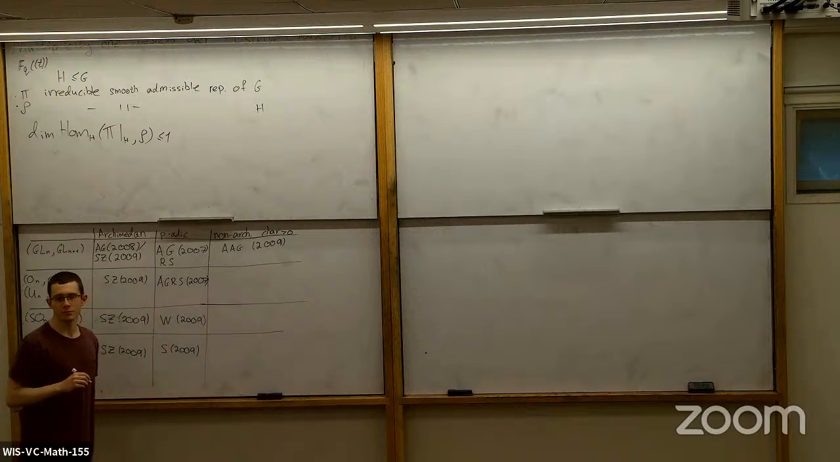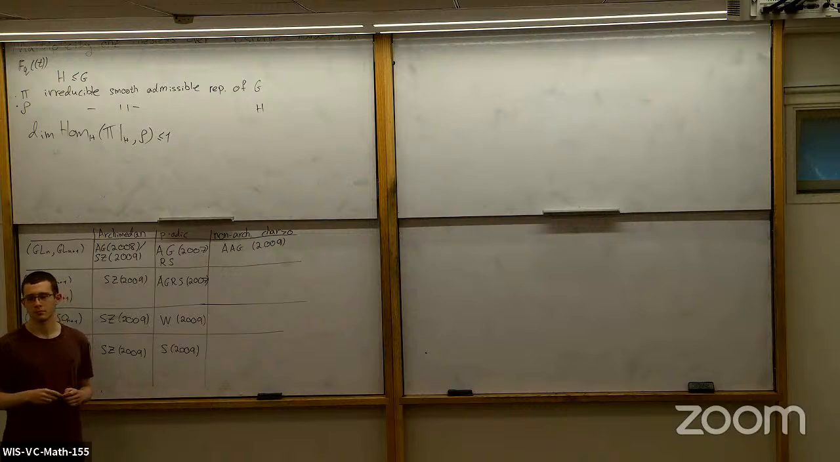It solves a special case when rho is trivial, but pi is any, and for GL_n, but for all fields.